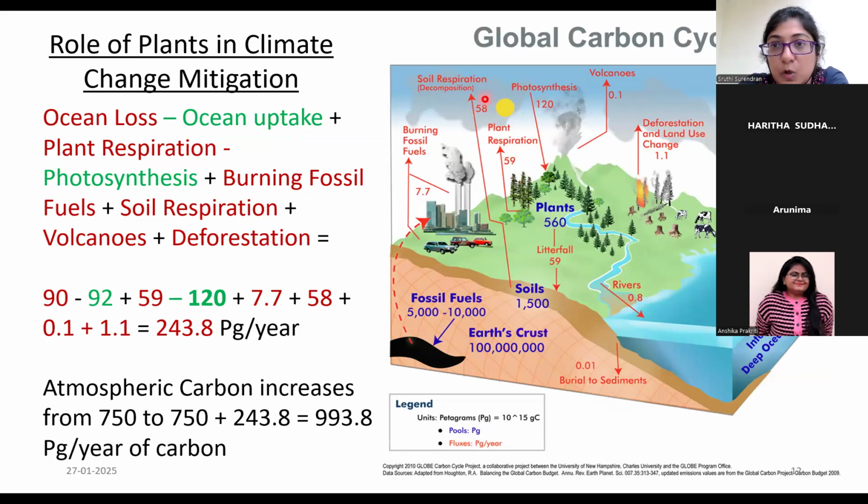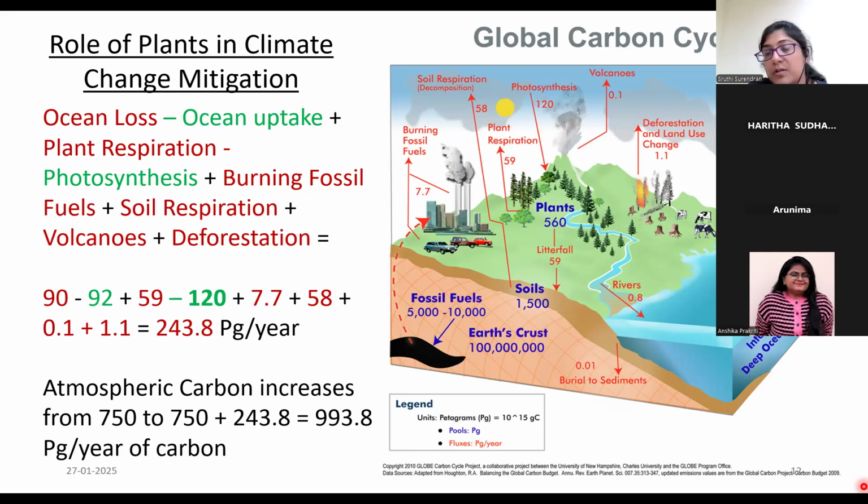So what you see here is a global carbon cycle that was published a few years ago. According to this, you can see these blue colors. That's my cursor. Okay, so you see blue color over here. The things that are written in blue are components of the system that are actually storing carbon.